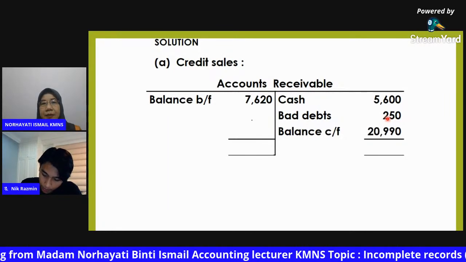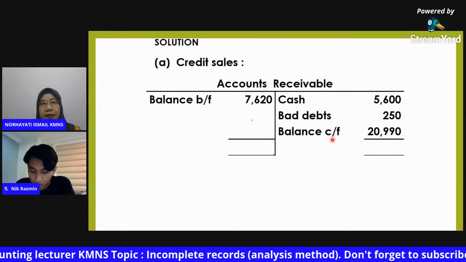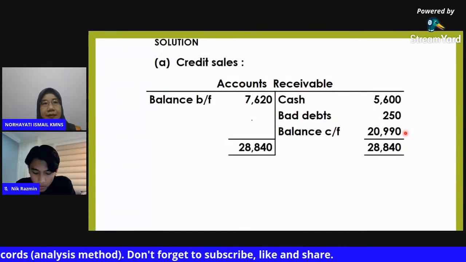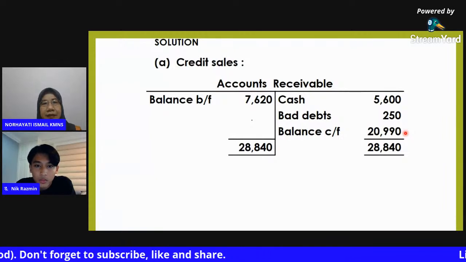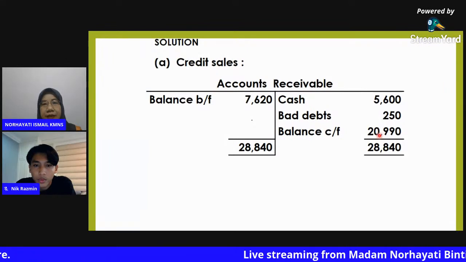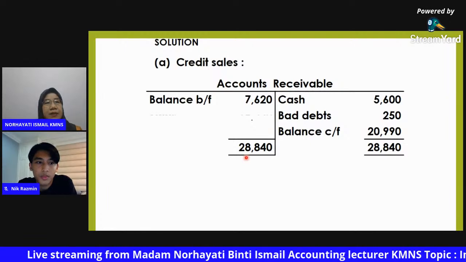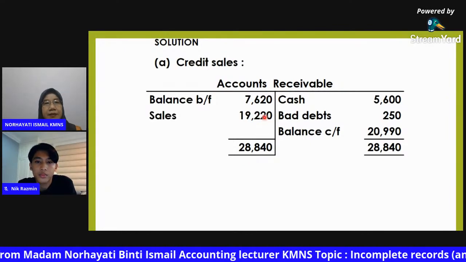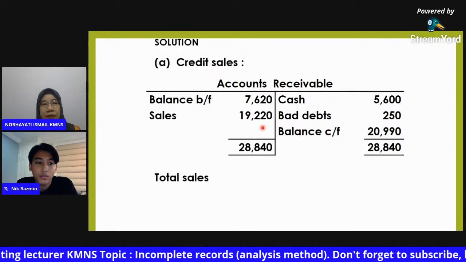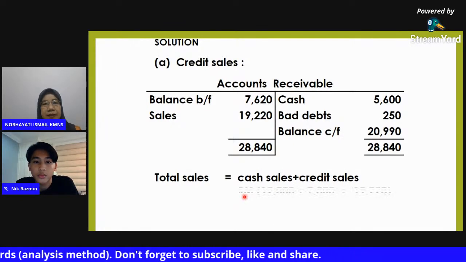Number four, given balance carried forward in the question. So the missing figure is credit sales. You can see the credit side is bigger than the debit side, so the missing figure is sales. So this one is credit sales. You have to calculate the total sales. Total sales is cash sales plus credit sales.